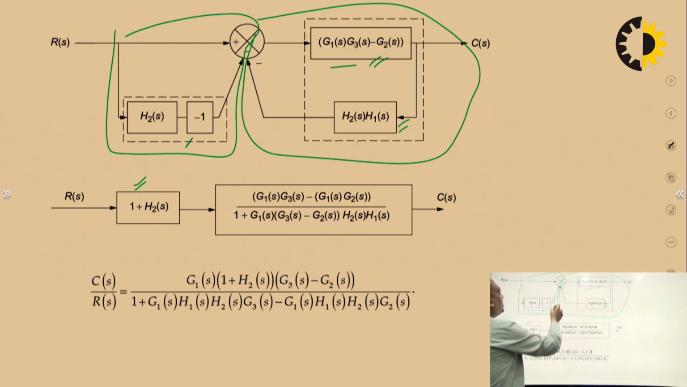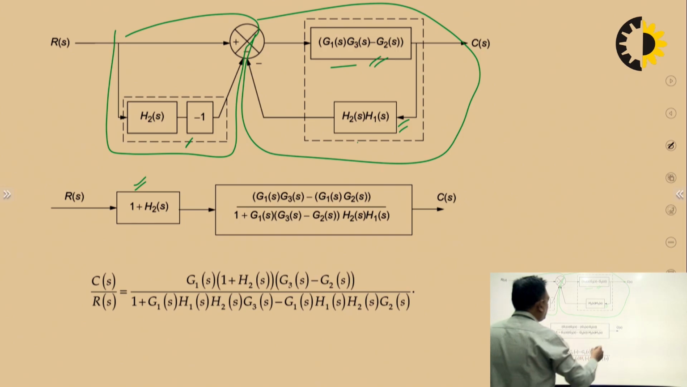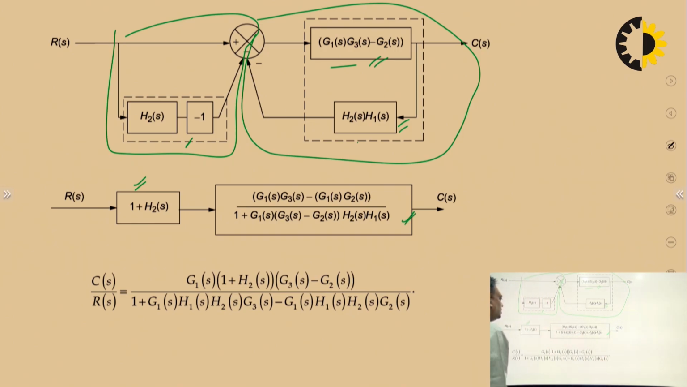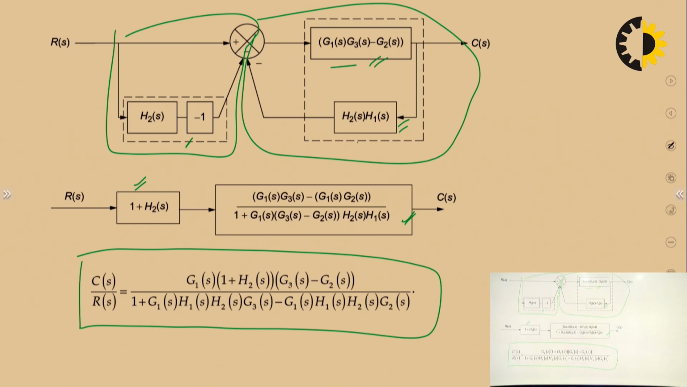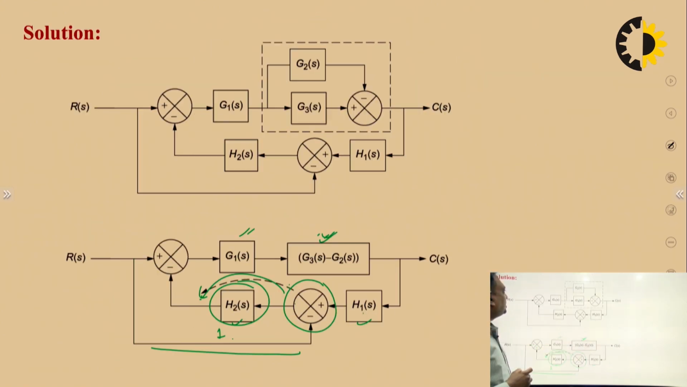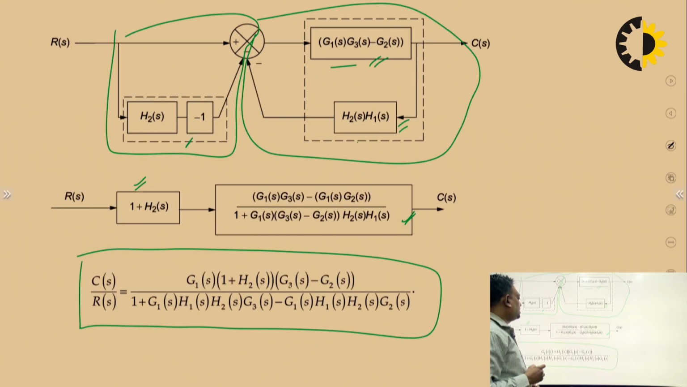The feedback is basically negative feedback. So this will become G upon 1 plus G into H. Whenever you do this and solve it, you will get this value. Then you simply multiply by 1 plus H2(s) to find the overall transfer function. So you can see this is (1 plus H2(s)) times G1(s)(G3(s) minus G2(s)) upon 1 plus G1(s)H1(s)H2(s)G3(s) minus G1(s)H1(s)H2(s)G2(s). So this is how we can obtain the overall transfer function for a complicated system.